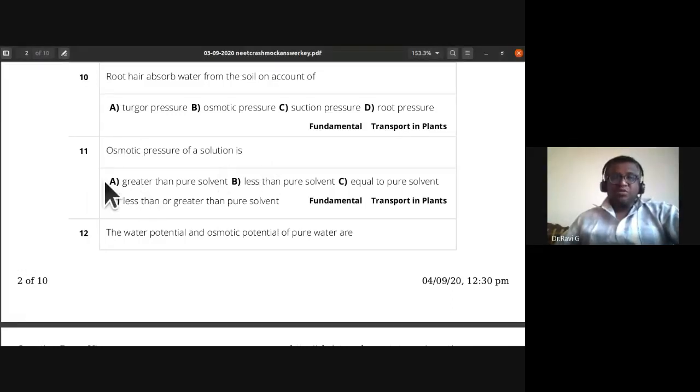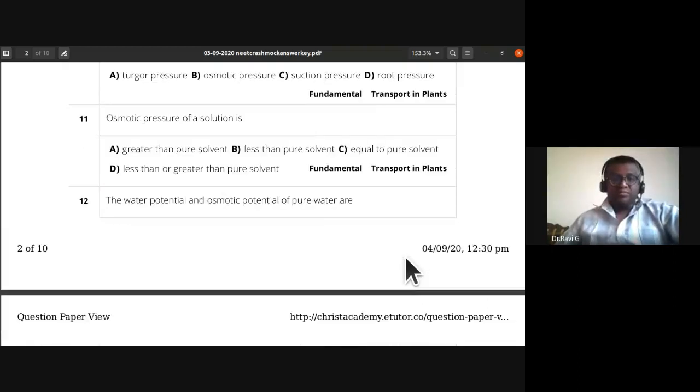See, osmotic pressure of a solution is greater than pure solvent. You should understand osmotic pressure of a solution which has solute. It is greater than the pure solvent. Okay, so that you have to remember about osmotic pressure: a solution's is greater than pure solvent's.